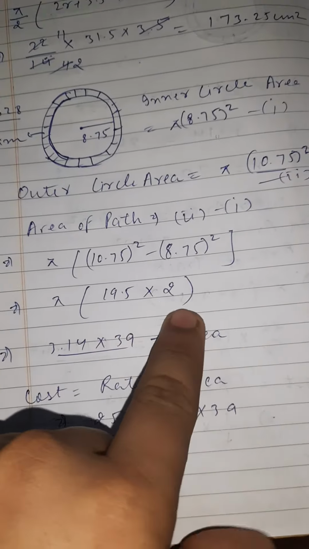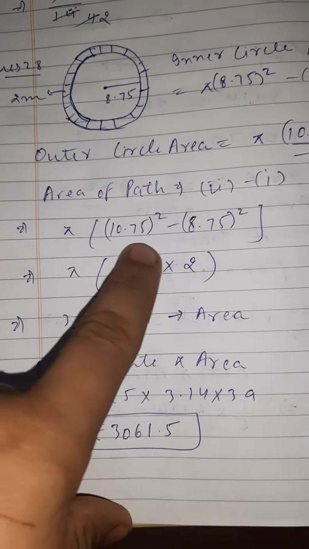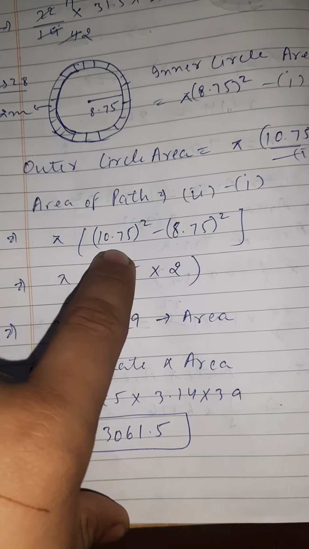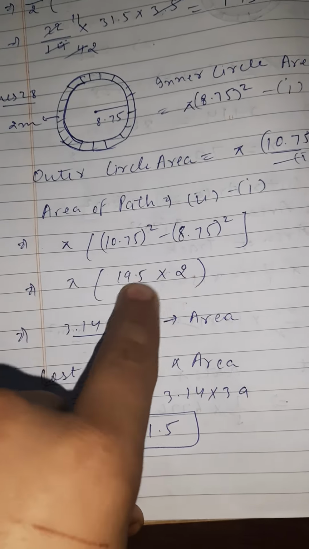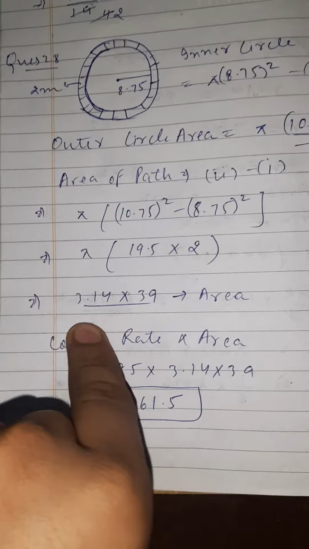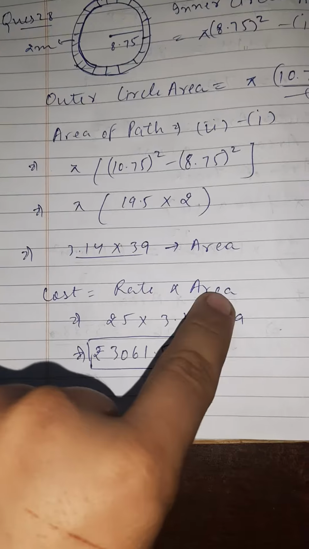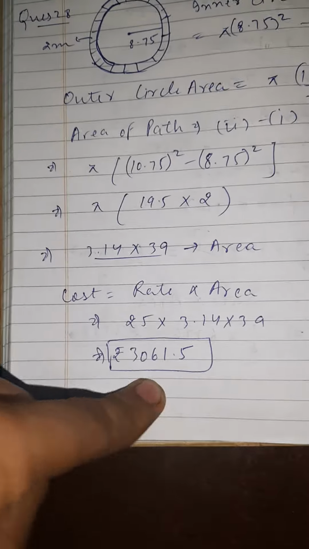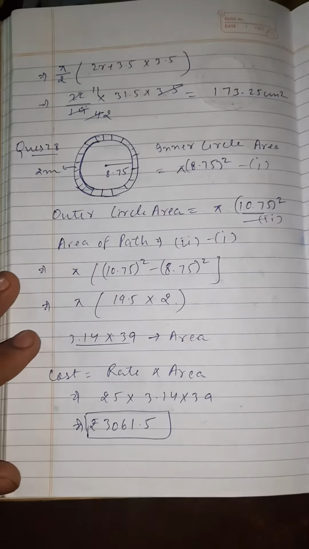So by simply subtracting these two, 1 from the 2, we will calculate the area of the path. Here I have written the values. I have taken pi common. The rest is 10.75 meter square minus 8.75 meter square. By applying the identity of a square minus b square, we will get this. Now by doing the calculation, we will find the area. As we know that cost is equal to rate into area, we will simply put the rate here and the area here. We will find the cost by calculating these two terms, which will come out to be 361.5 rupees. So here we are done with question number 28.